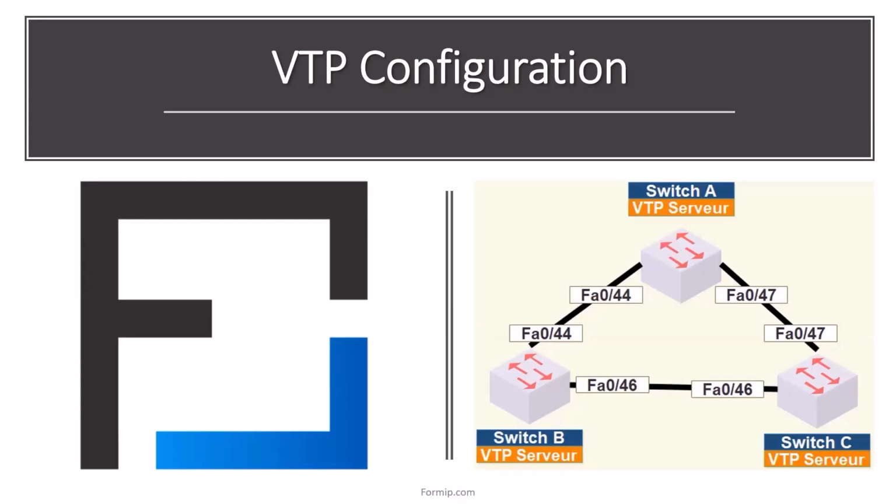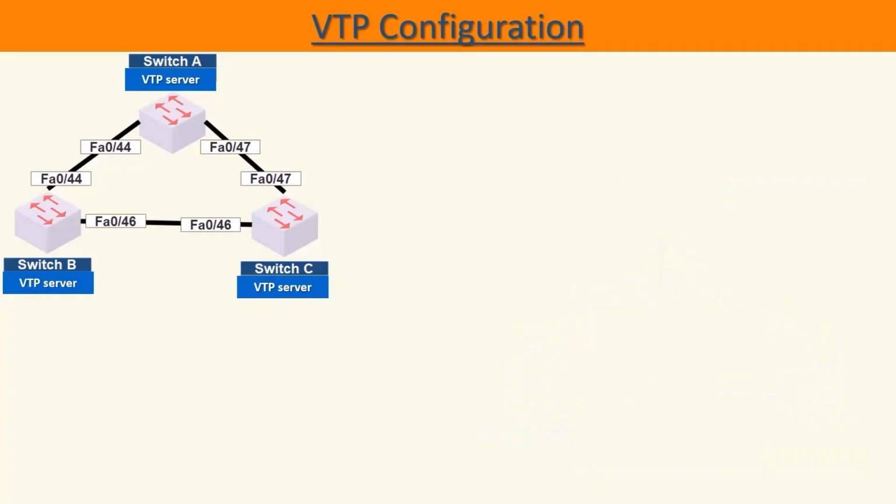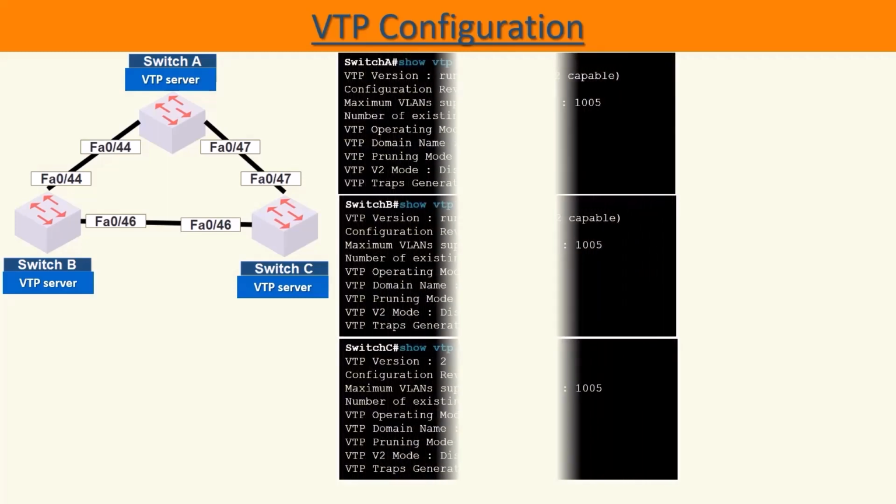In this course, we will see the configuration of the VTP protocol. On this topology, the 3 switches have been reset, and the VLAN database file has been deleted. Once the switches have started, on each of the 3, we launch the command show vtp status.